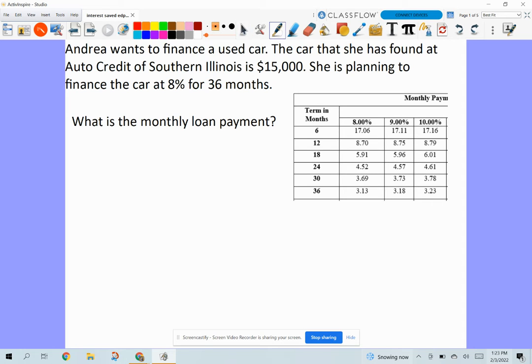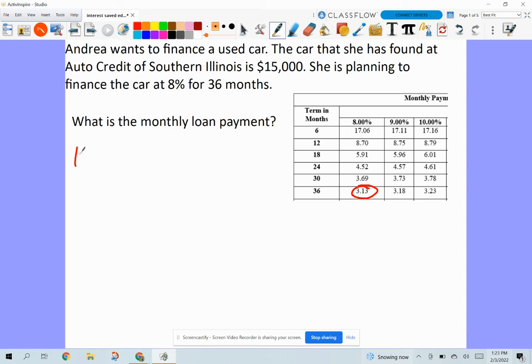So to do that, we need 8%, 36 months. We need this number right here, $3.13. Now, this is the table that we've been using almost the entire unit. This is for a $100 loan, right? Go back and look at the notes. That table is out there. I'm not including the whole thing here because we don't need it.